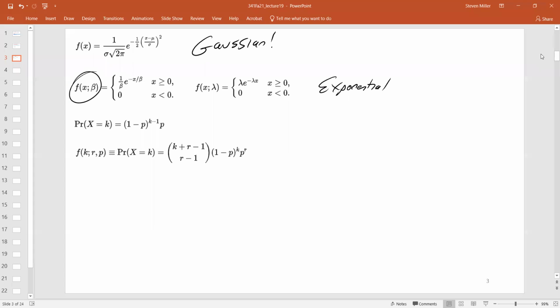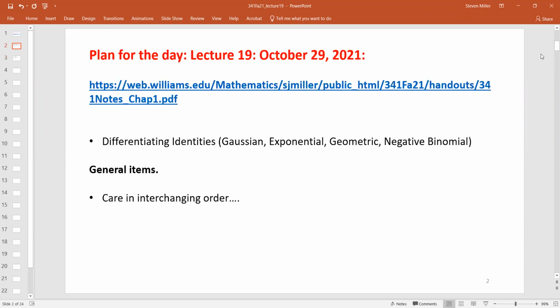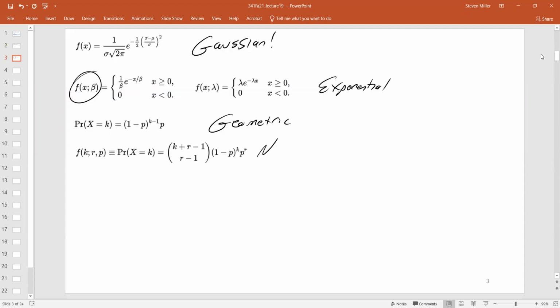All right, the next one we talked about last time, this is the geometric. And if you remember the previous slide when we said we're going to do the Gaussian, exponential, geometric, and negative binomial, pretty clear that this one over here is going to be the negative binomial. And we're going to analyze it two different ways. We're going to analyze it directly, and we're going to analyze it by trying to write it in terms of simpler random variables.